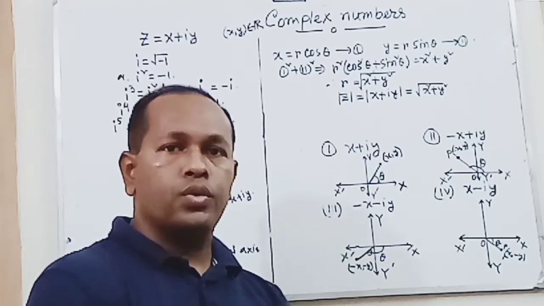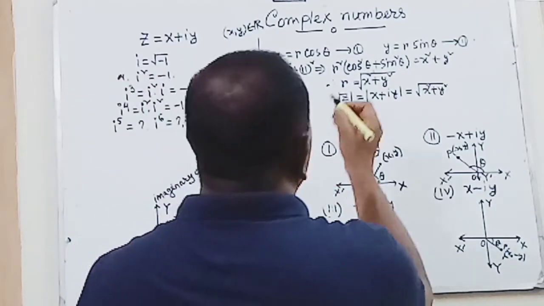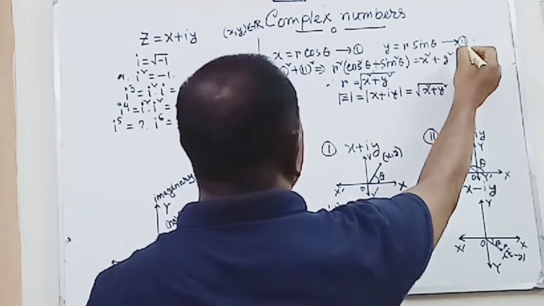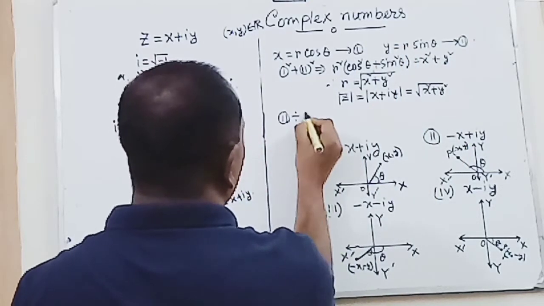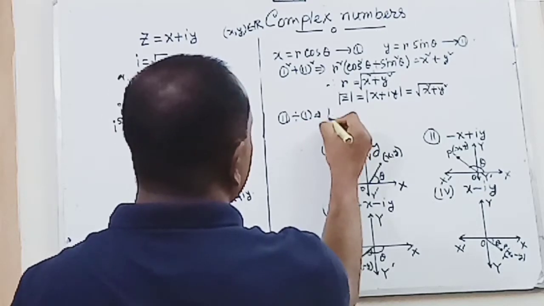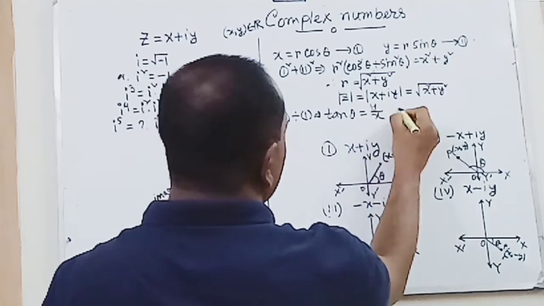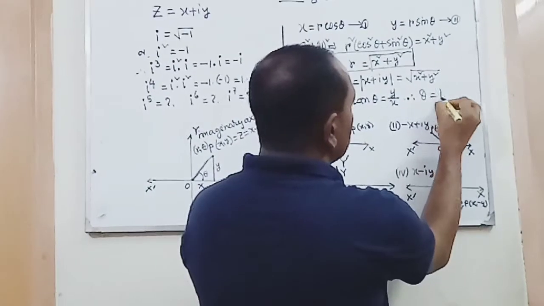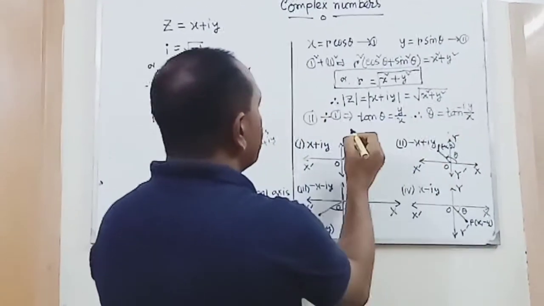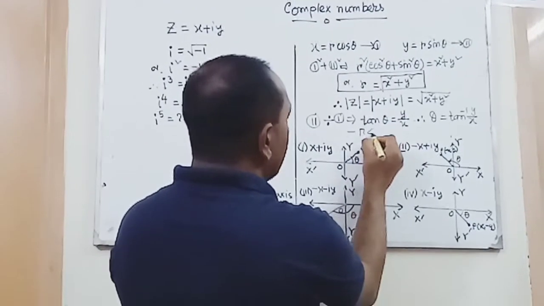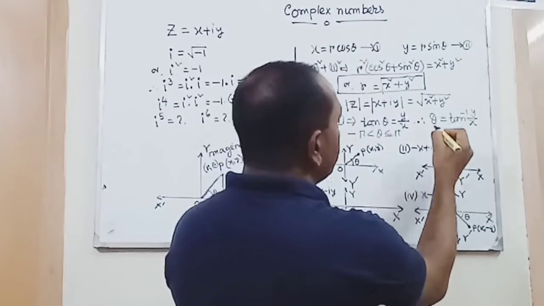Now we need to find out the argument of a complex number. For this, you need to divide equation 2 by 1, then you will get tan theta is equal to y divided by x. So theta is equal to tan inverse y divided by x. If theta lies between minus pi and pi, then it is called the principal value of the argument.